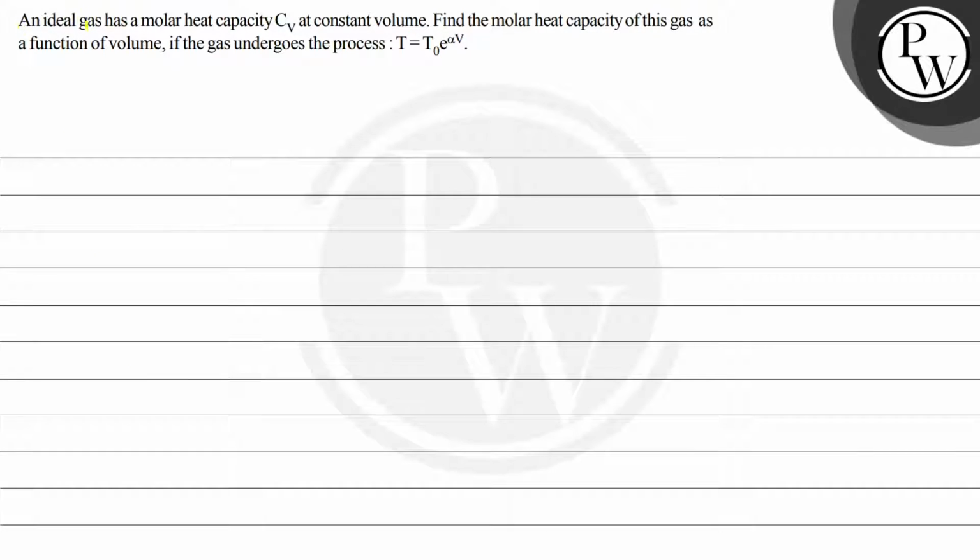So the question says an ideal gas has a molar heat capacity Cv at constant volume. Find the molar heat capacity of this gas as a function of volume if the gas undergoes the process T is equal to T naught e to the power alpha V.